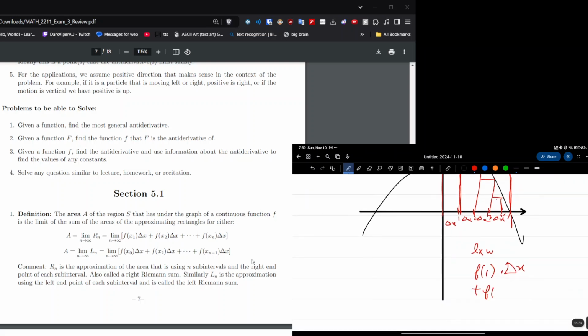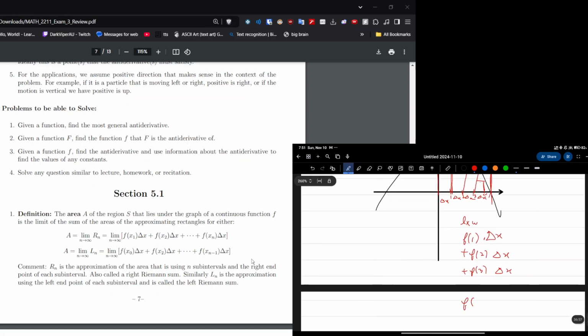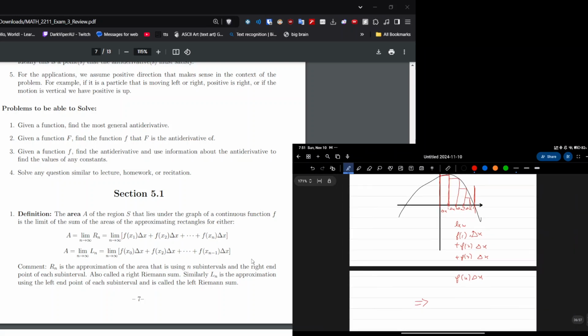Plus f of 2 delta x, right? Similarly, up to f of 3 delta x plus f of 4 delta x, right? This would give me the approximate area under the graph, a very vague approximation. And I can take the delta x common outside. This would become delta x times f of 1 plus f of 2 plus f of 3 plus f of 4.